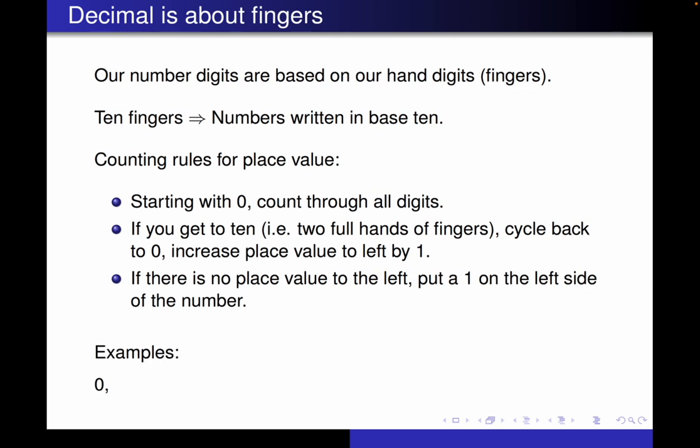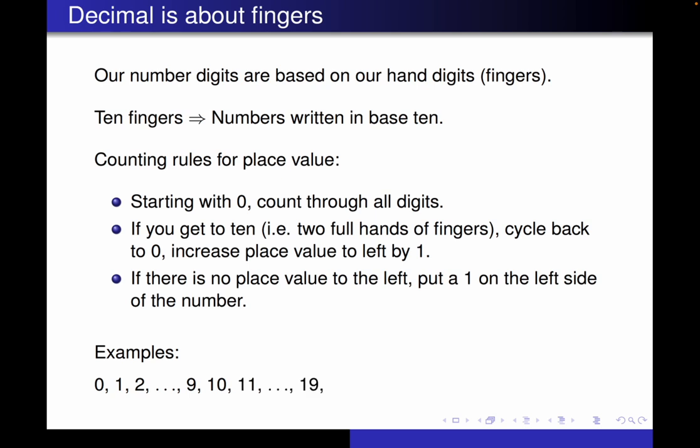And if there is no place value to the left, then we just stick a 1 there in front of that number. So we know how this works in base 10. If you start with 0, 1, 2, 3, 4, 5, 6, 7, 8, 9, once you get to 9, we're out of digits. We cycle back to 0. And then we put a 1 to the left of that 0. And that's how we get 10.